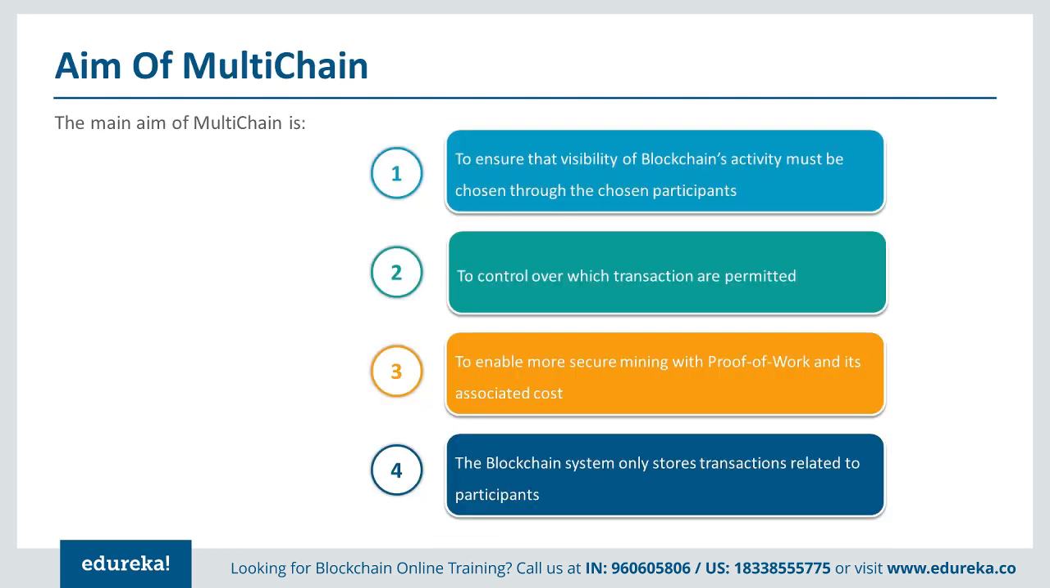The main aim of MultiChain is to ensure that the visibility of the blockchain's activity is limited to the chosen participants, to control which transactions are permitted, and to enable more secure mining without proof of work and its associated costs. So mining is not done through proof of work here. It is a chosen miner who creates the block. The blockchain systems only store transactions related to the participants.